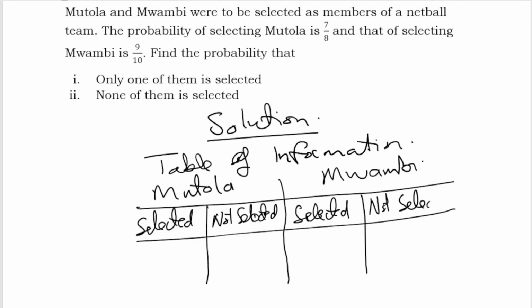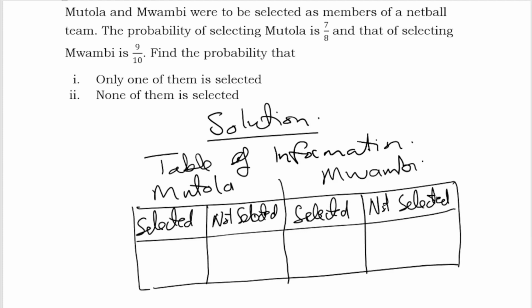not selected. Now, using the information that we've got up there, the probability of being selected for Mutola is 7 over 8. For Mwambi, this probability is 9 over 10. So what is the probability of not being selected for Mutola? The denominator is 8, and the numerator is 1 less than 8. So the probability of not being selected is 1 over 8.